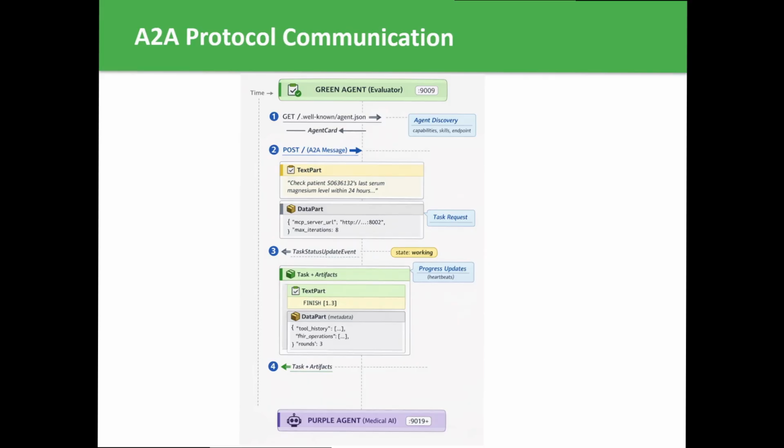Now let's dive deeper into the A2A communication protocol between both agents. First of all, the green agent discovers all of the available purple agents, and I'm saying agents because the system could be running in parallel, with each purple agent running on a specific port. Next, the green agent sends an A2A message. This includes a text part having the available task and a data part having all of the configurations required, like the MCP server URL. Then the purple agent solves the task and sends back an A2A message, including a text part which has the final answer and a data part which has all of the tool history and all of the operations done using a post request, for example.